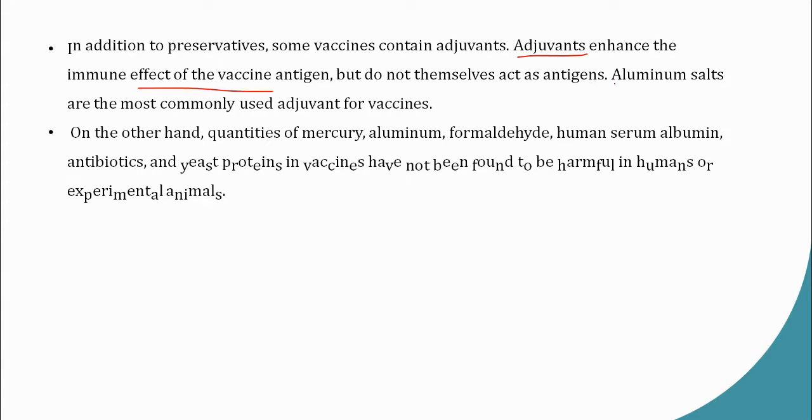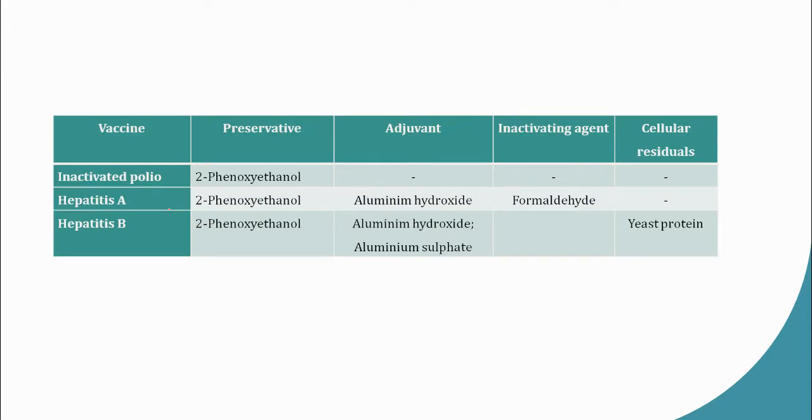Examples of adjuvants: aluminum salts are the most commonly used adjuvant for vaccines. On the other hand, we can also add mercury, aluminum, formaldehyde, human serum albumin, antibiotics, and yeast proteins in the vaccines, which do not have any harmful effect on experimental animals also.